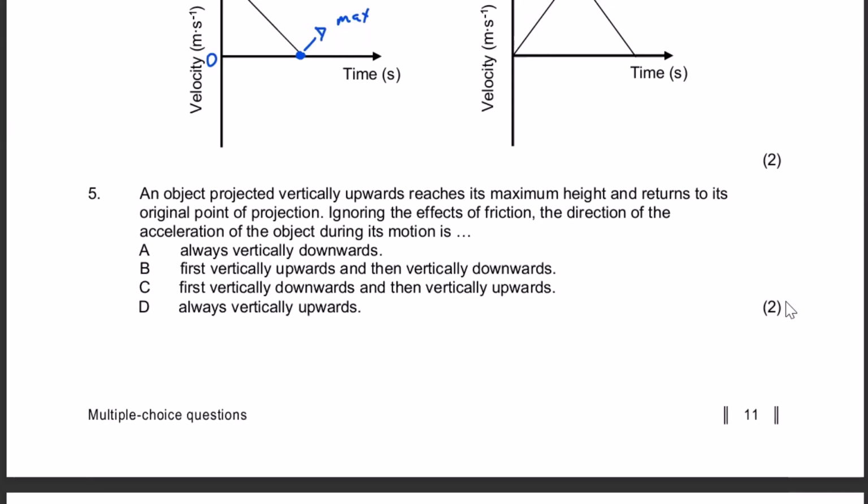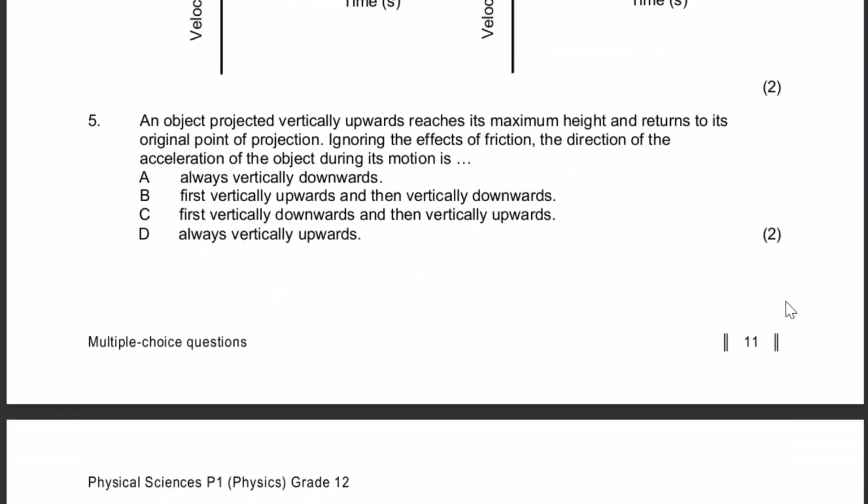Then to proceed, question 5. An object projected vertically upwards reaches the maximum height and returns to its original point of projection, ignoring the effects of friction. The direction of the acceleration of the object during its motion is? We need to know that the force acting on the object is the force of gravity. And gravity always acts where? Downwards, right? So our gravity always acts downwards.